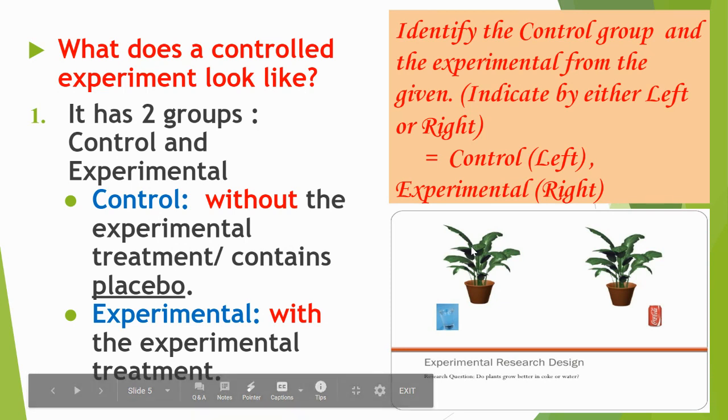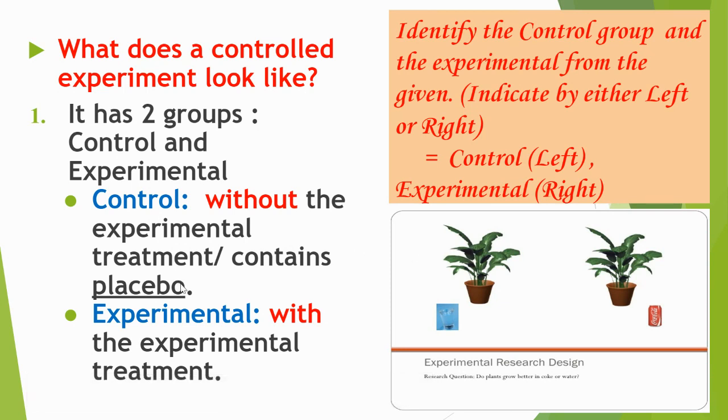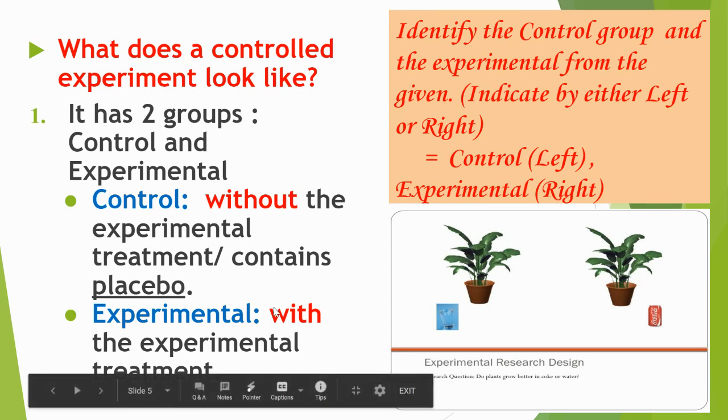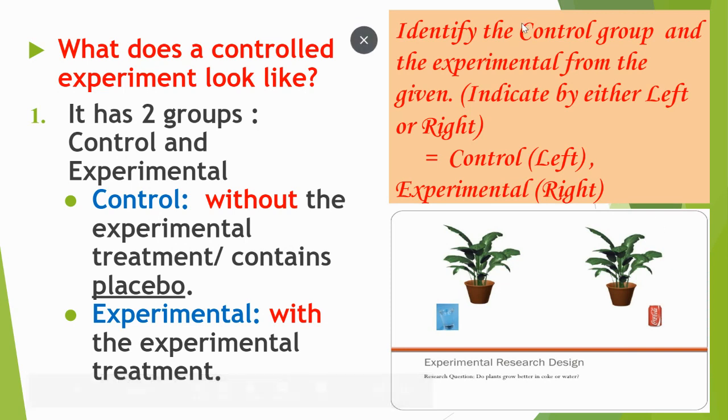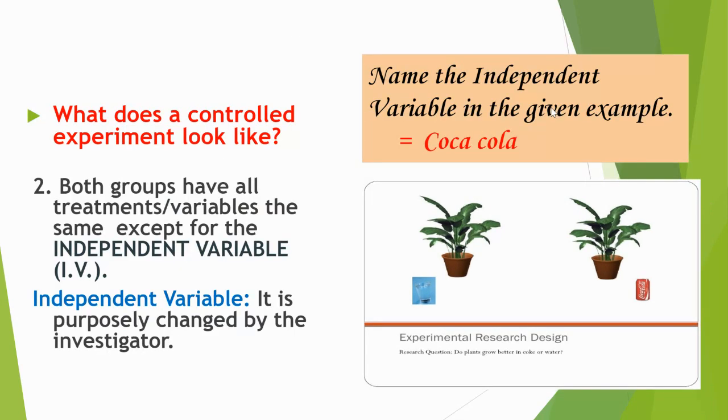Let's look at the definition of experimental group. Experimental is with the experimental treatment. So your treatment is the Coca-Cola, and therefore this group is the experimental group. So identify the control group and the experimental from the given. Indicate by either left or right, and we've already answered that. So let's move on to the next slide.